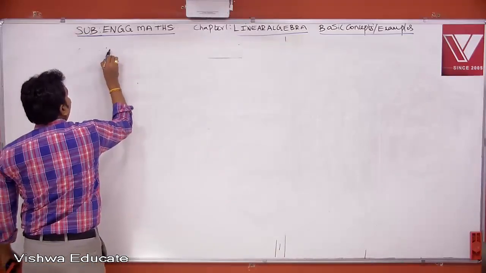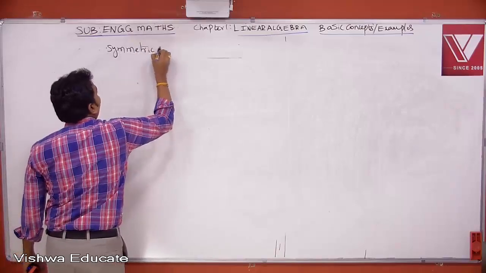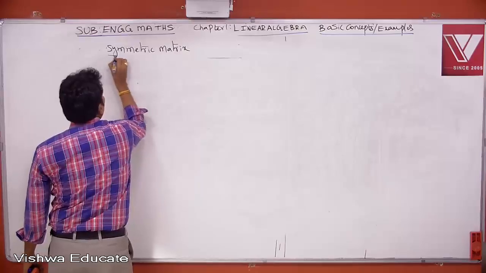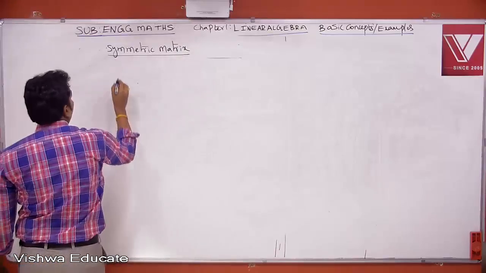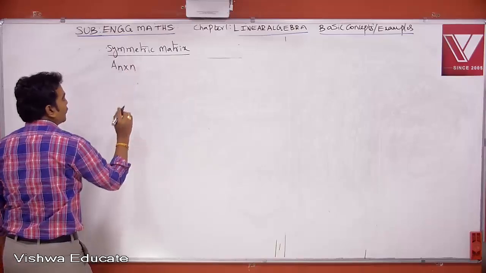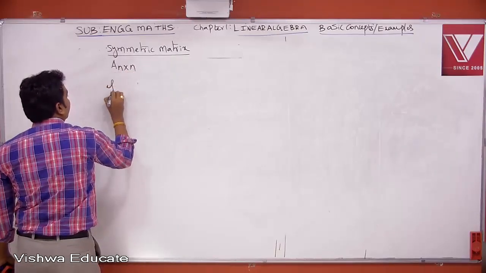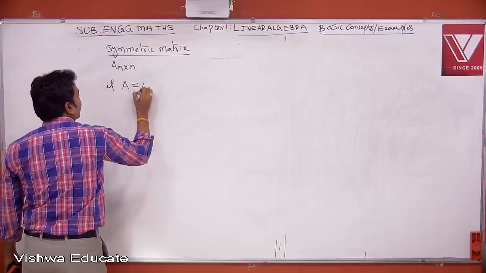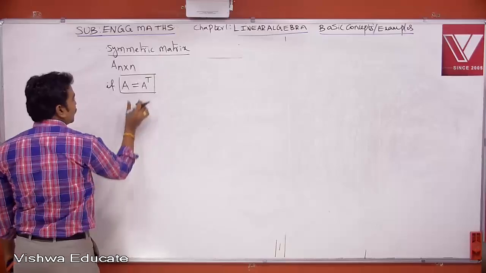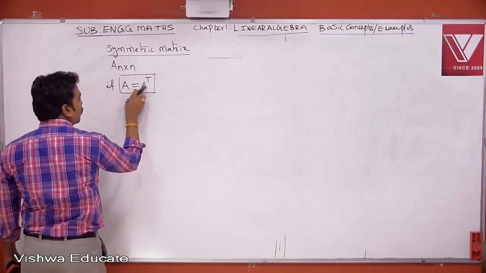Next definition, symmetric matrix. Suppose I have a square matrix A of size n cross n. We say that this is a symmetric matrix if A is the same as A transpose. So whenever A is the same as its transpose, then this is called a symmetric matrix. That means the matrix must be equal to its transpose.